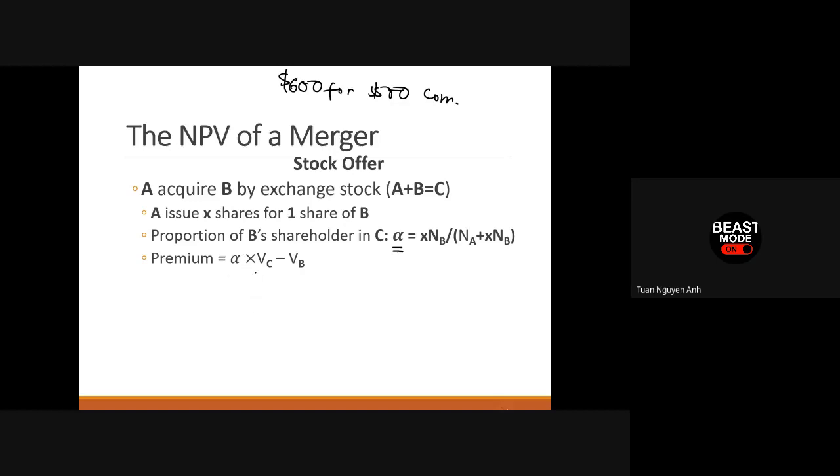This must be the present value of the company in the future. So this is the value they will receive minus the current value of company B, and of course, this will be the premium. And one more time, the NPV will equal the synergies minus the premium as normal, as previously, because the synergy is just shared between these two.